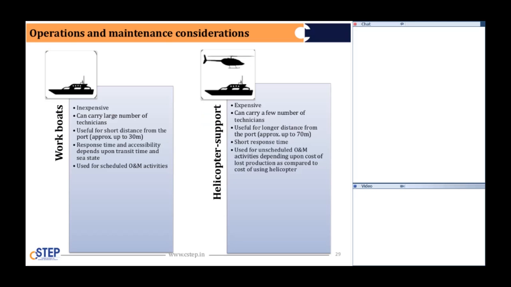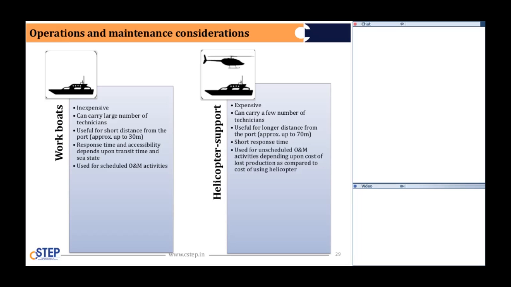Moving to operation and maintenance considerations, there can be two strategies that can be adopted. One is a simple workboat strategy, and the other can be a workboat plus helicopter strategy for farms that are further away. The first strategy, the workboat strategy, is relatively inexpensive. It can carry a large number of technicians and is useful for short distances.